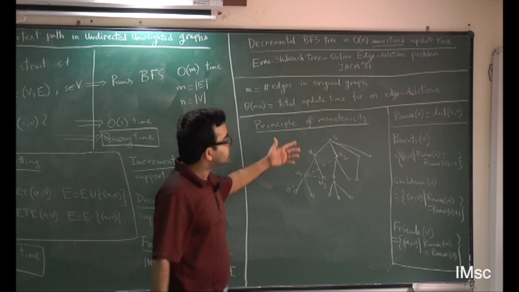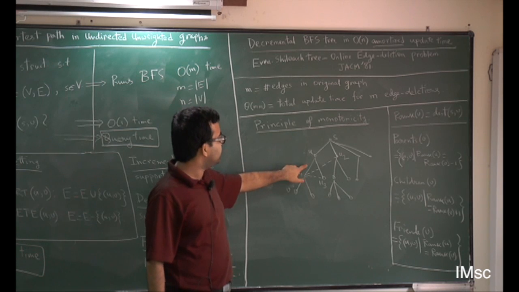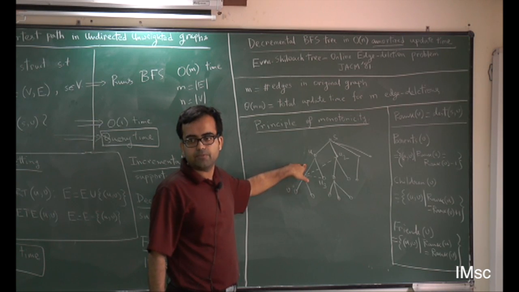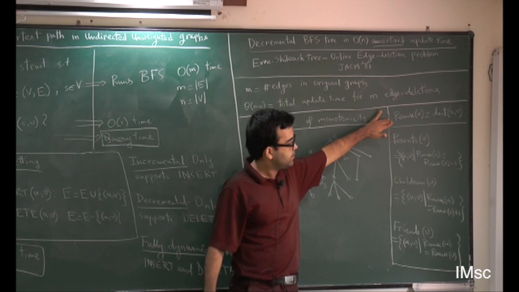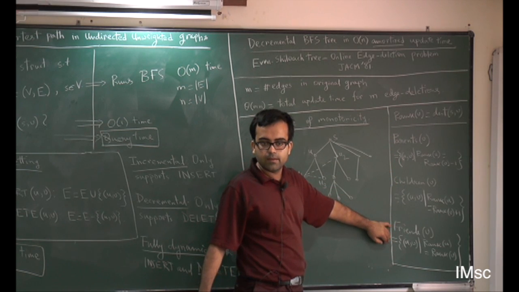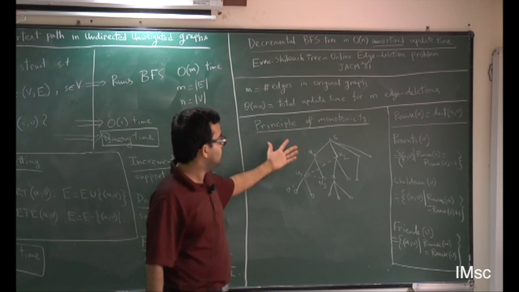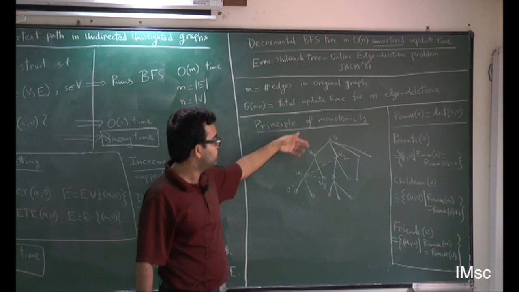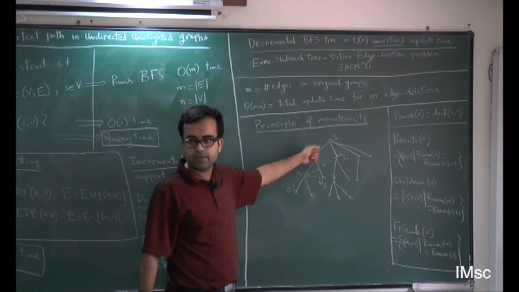And you can see that we actually do not need to maintain the tree edges. If we just maintain these ranks and these parents, children and friends, then from this we can infer the distance of any node from the source. It will just be the rank.